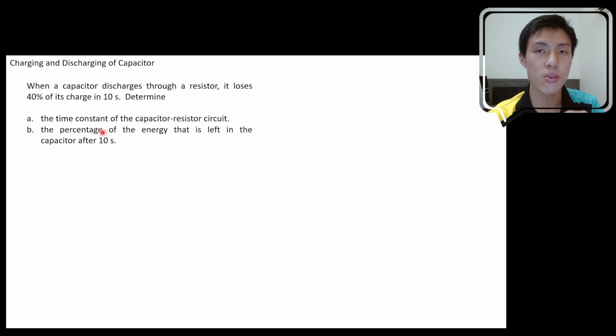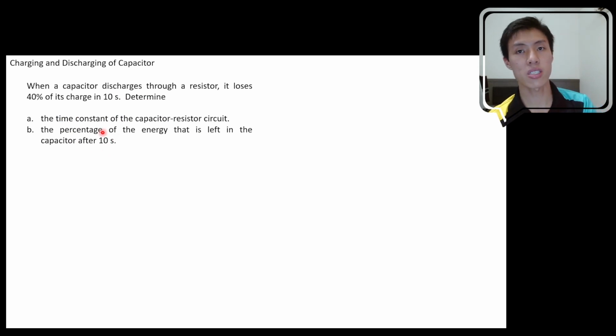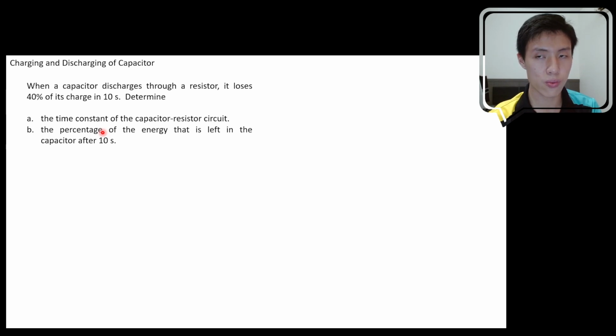So again, if you are talking about charging and discharging a capacitor, the first thing that we should do when we have a question is to identify whether it's a charging circuit or a discharging circuit. If you look at this question, it says a capacitor discharges through a resistor. So it's a very clear indication that this should be a discharging circuit. Okay, so this is a discharging circuit.